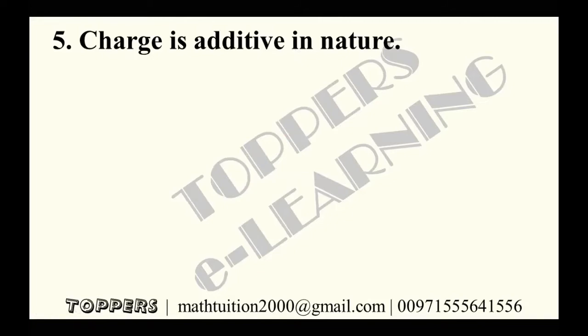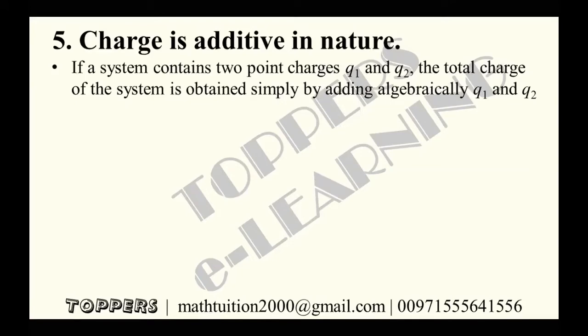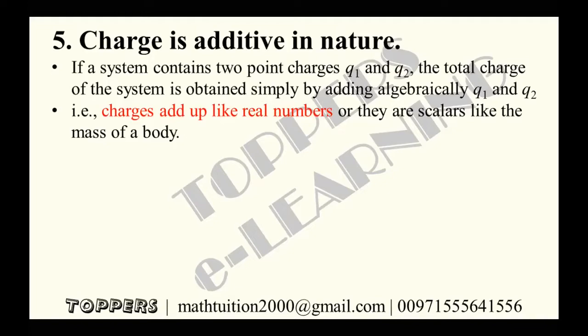Now, fifth property, charge is additive in nature. What do you mean by additive in nature? If a system contains two point charges, Q1 and Q2, the total charge of the system is obtained simply by adding Q1 and Q2 algebraically. So normal mathematical algebraic addition we can do in the case of charge. Charges add up like real numbers, or they are scalars like the mass of a body, not a vector quantity, no direction. So no need to add in the form of vectors.